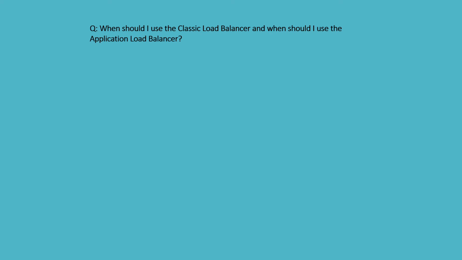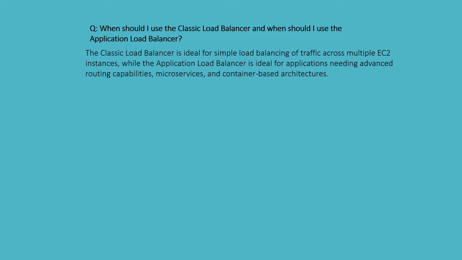When should I use the Classic Load Balancer, and when should I use the Application Load Balancer? The Classic Load Balancer is ideal for simple load balancing of traffic across multiple EC2 instances, while the Application Load Balancer is ideal for applications needing advanced routing capabilities, microservices, and container-based architecture.